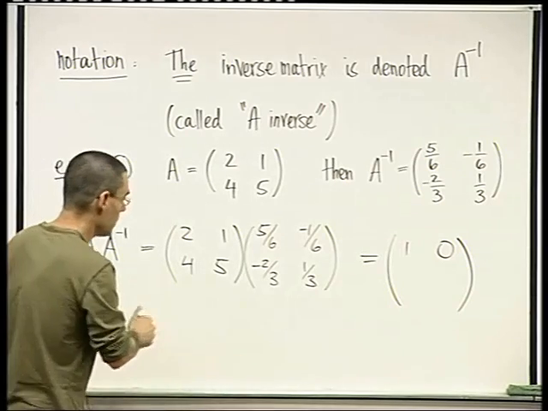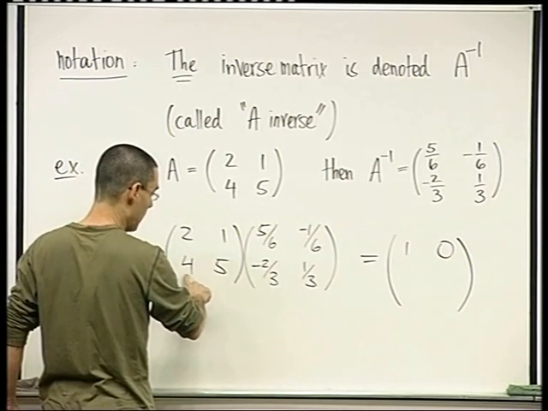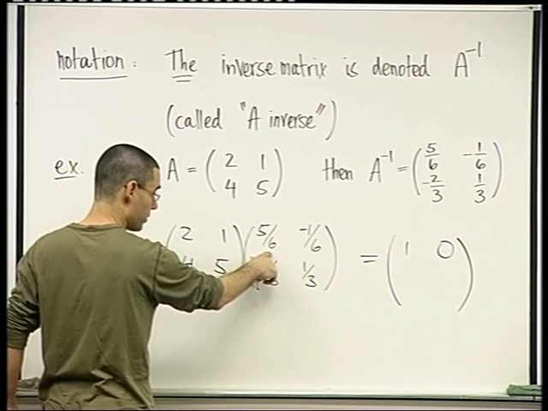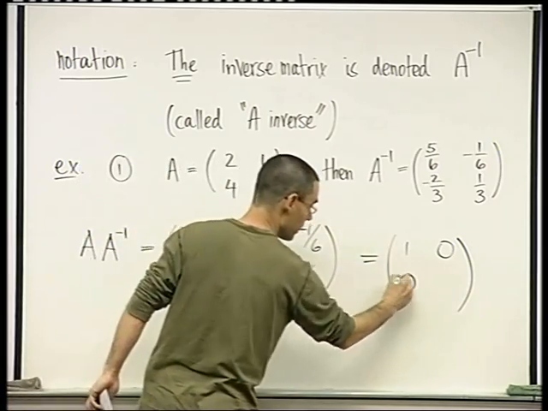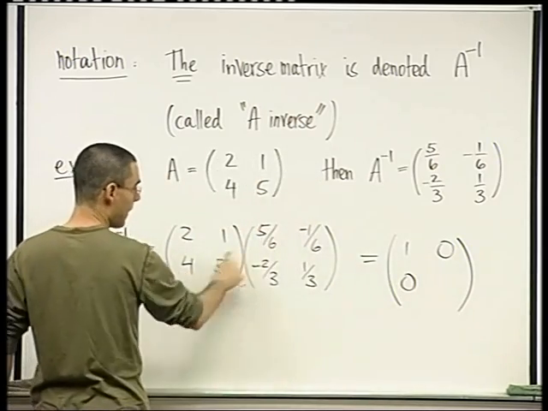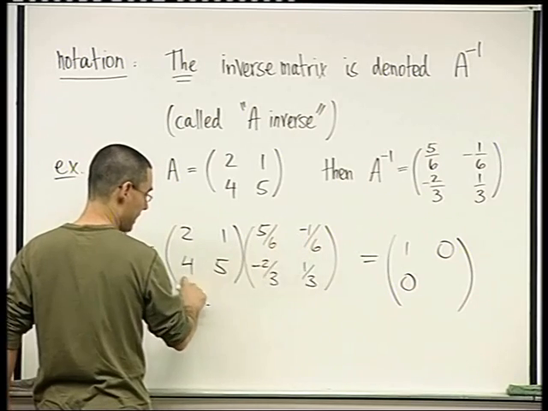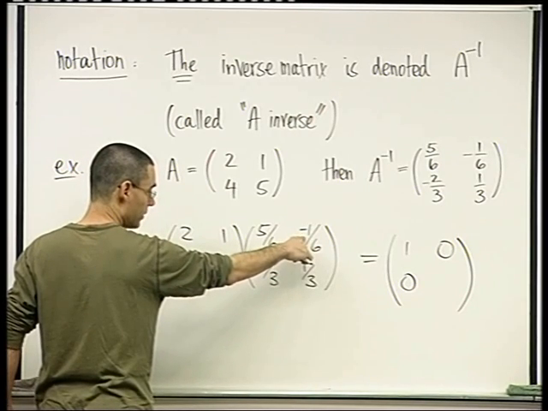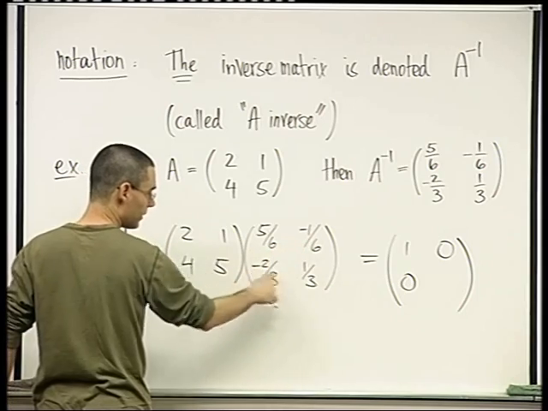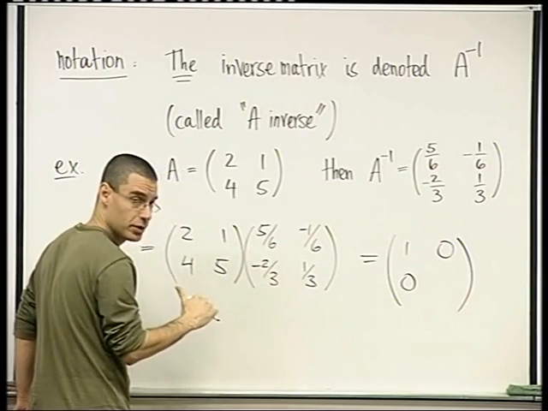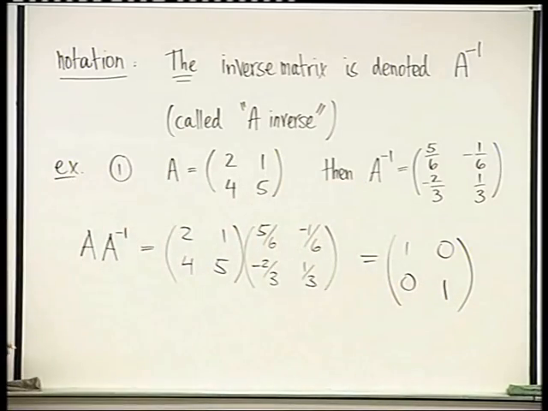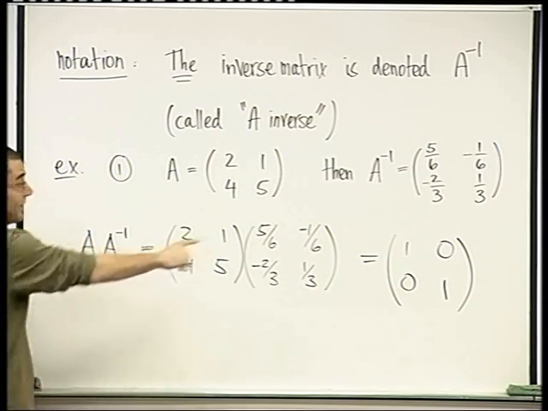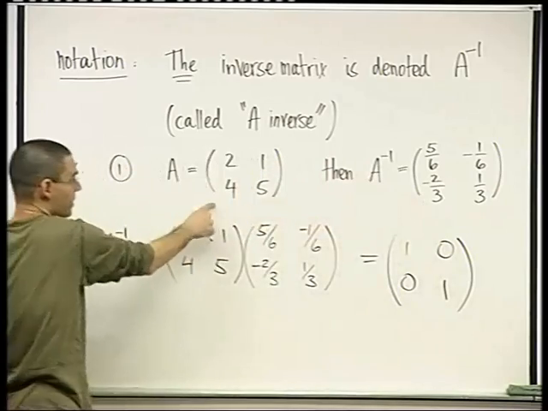This is something by now you should feel comfortable with. 4 times 5 over 6 is 20 over 6, so it's 10 over 3 minus 10 over 3. So here we get a 0. And finally, minus 4 over 6, which is minus 2/3, plus 5/3, is 3/3, which is 1. So we indeed got the identity matrix of size 2. Okay? So indeed, this is the inverse matrix of A.